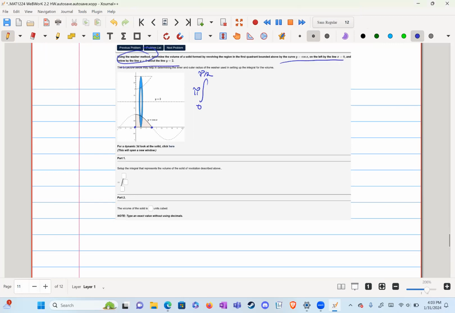Given the information we give in the problem, we have y equals 2, not y over 2. So that minus 2 minus our cosine of x, and that is squared. And our 2 squared as well because it's washer method, dx. Okay?